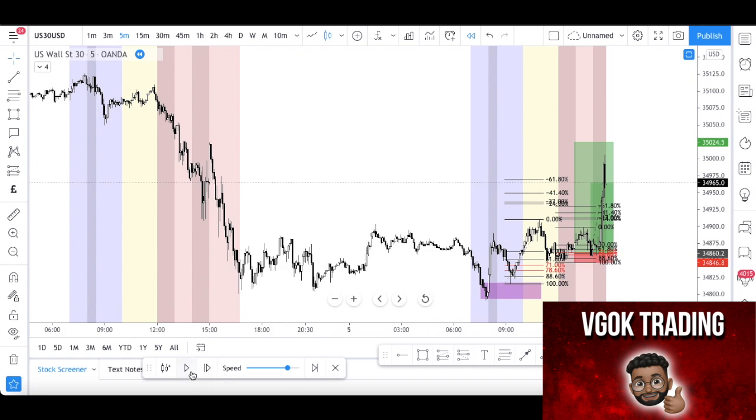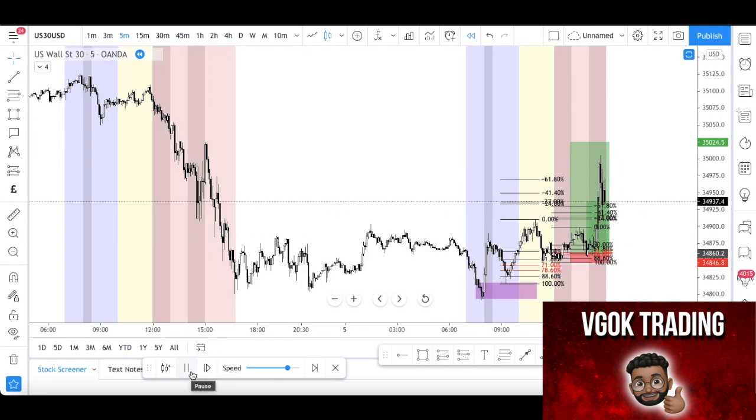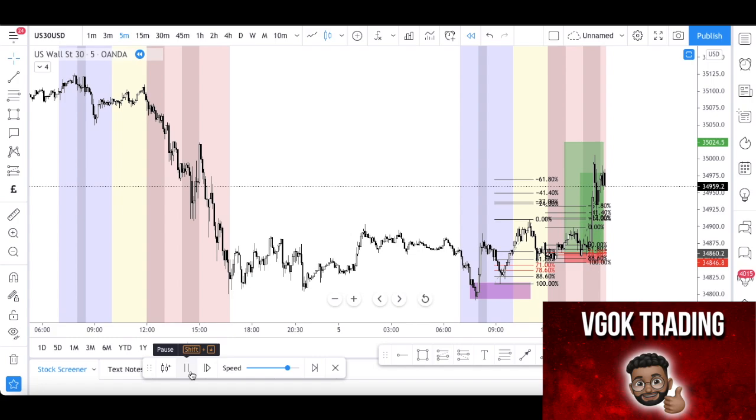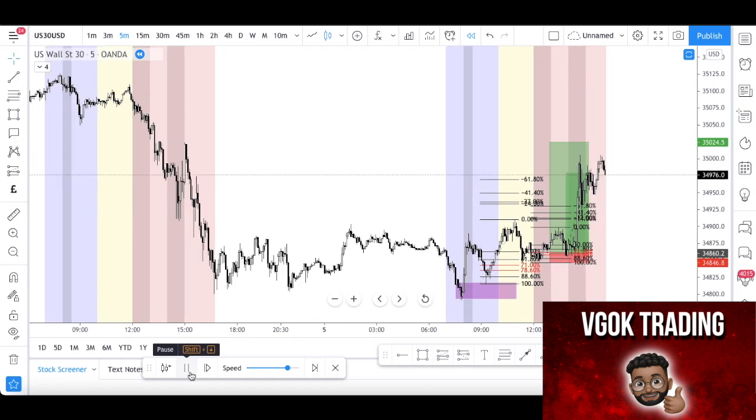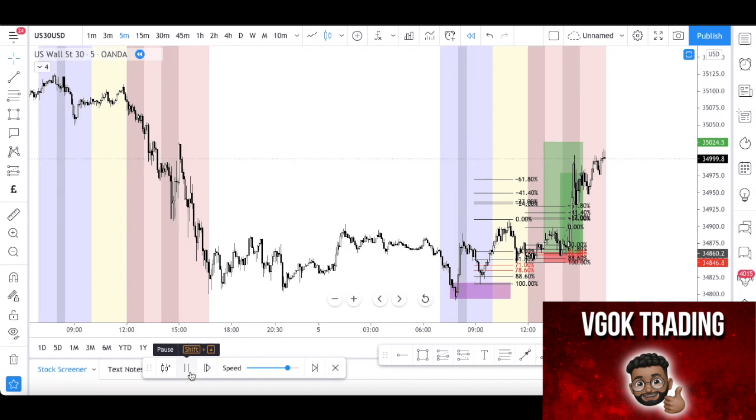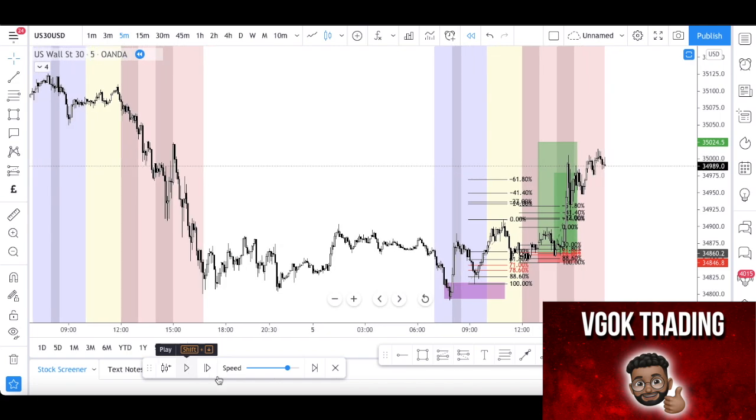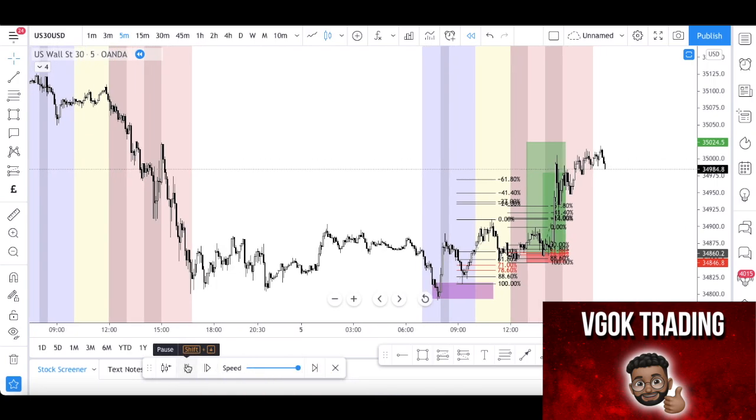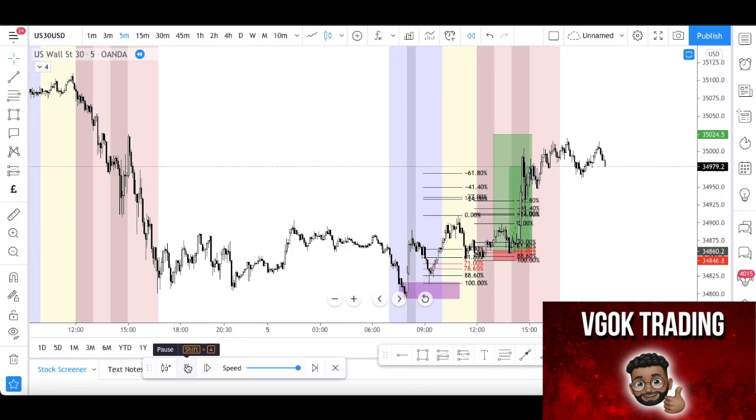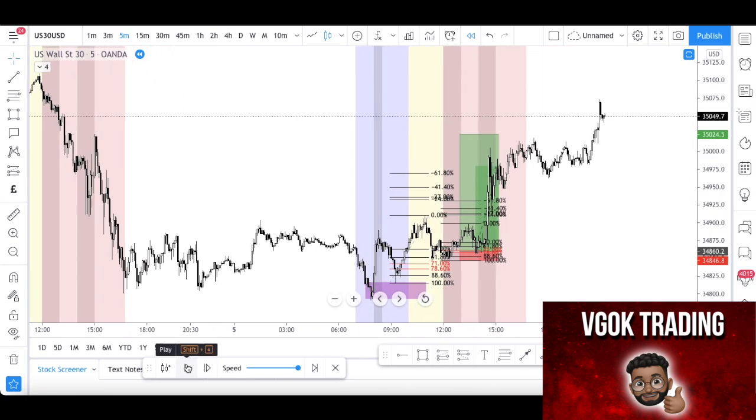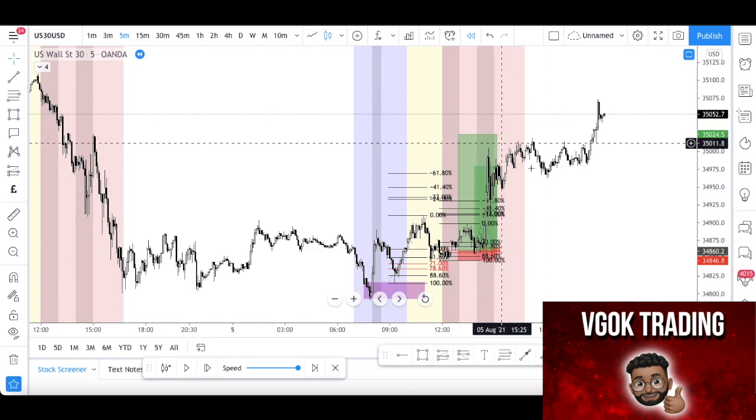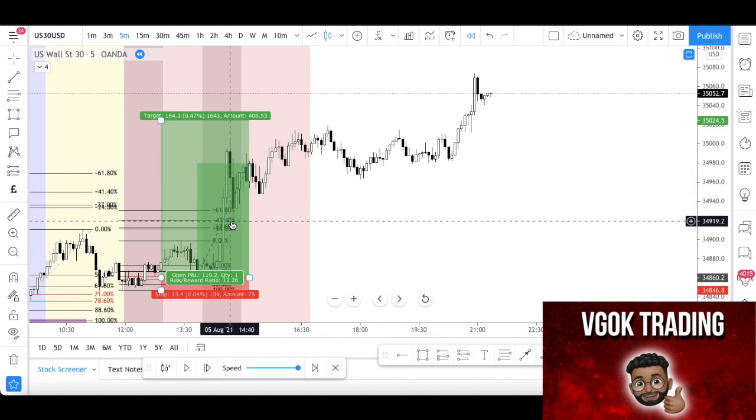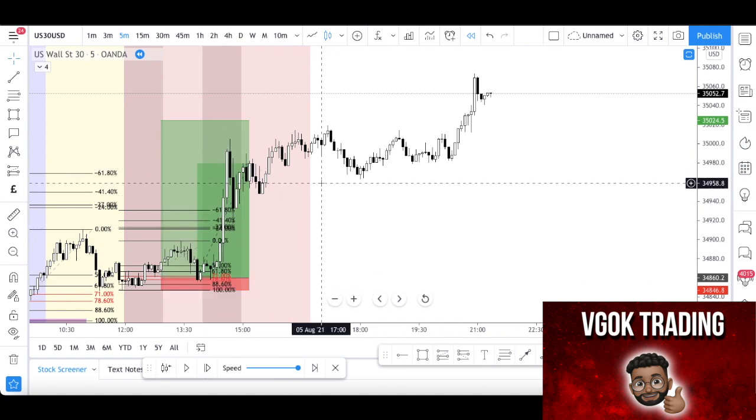And as we see how price progresses, speed it up a bit. So as the price progresses, we can see that it eventually hits that final take profit point that we were looking at. And at the end of the day, we've achieved a 1 to 12 risk to reward ratio, which is absolutely fantastic.